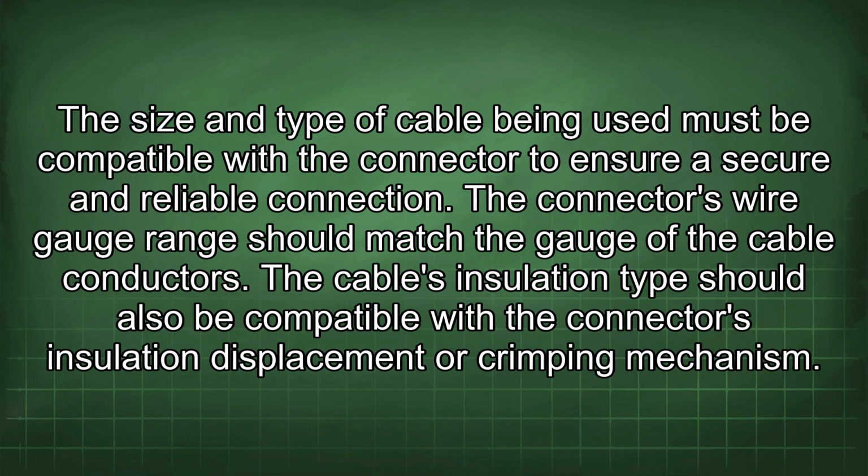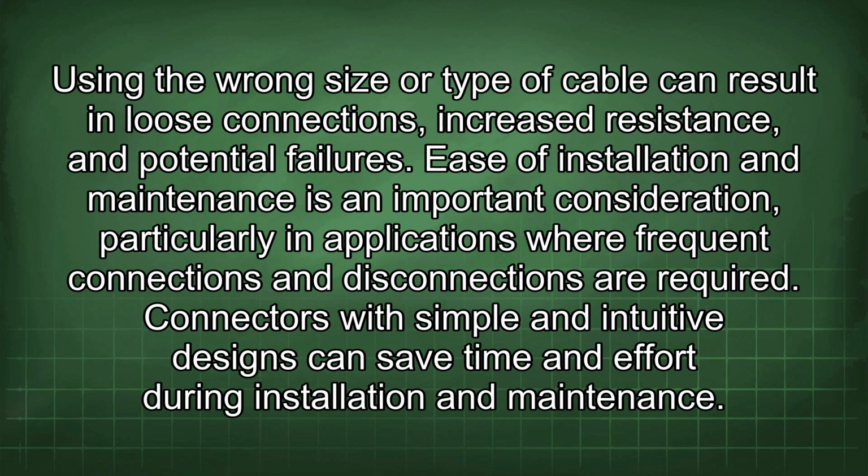The size and type of cable being used must be compatible with the connector to ensure a secure and reliable connection. The connector's wire gauge range should match the gauge of the cable conductors. The cable's insulation type should also be compatible with the connector's insulation displacement or crimping mechanism. Using the wrong size or type of cable can result in loose connections, increased resistance, and potential failures.